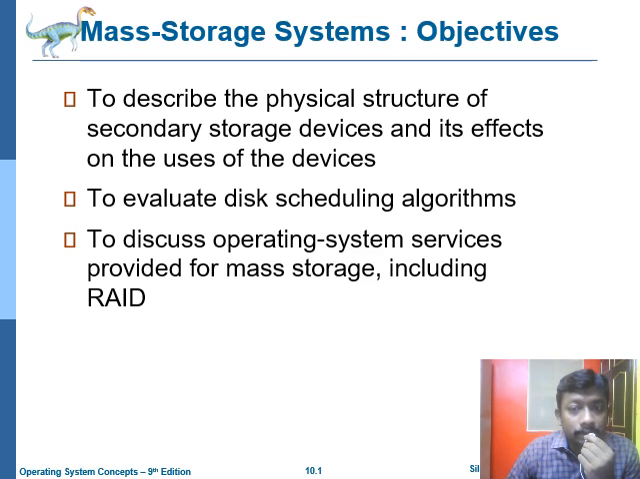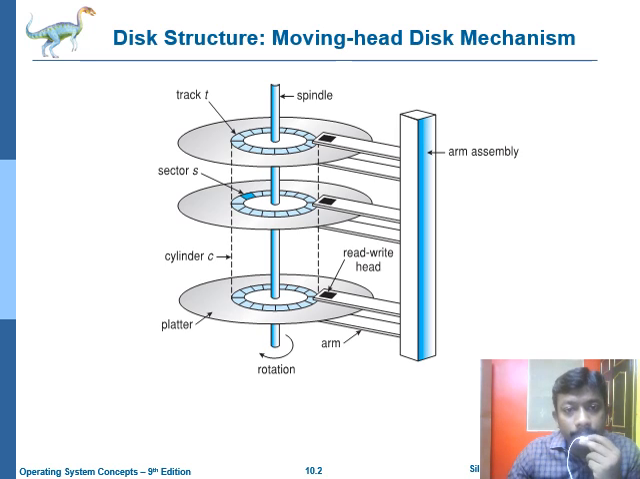Let us have a discussion. Let us have the startup discussion with their objectives. So the main objective is to describe the physical structure of the secondary storage devices and its effects on that particular device's usage. The second objective is to evaluate the disk scheduling algorithm. And the third one is studying about RAID, which gives the services provided for mass storage. We have already discussed the basics of storage systems in the first unit itself.